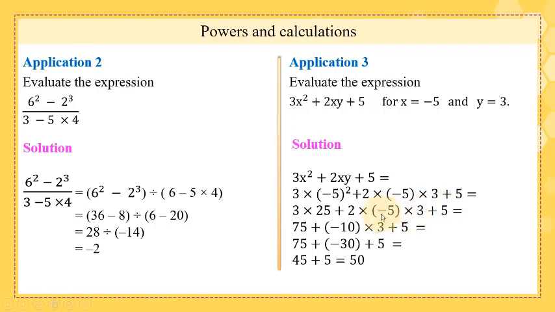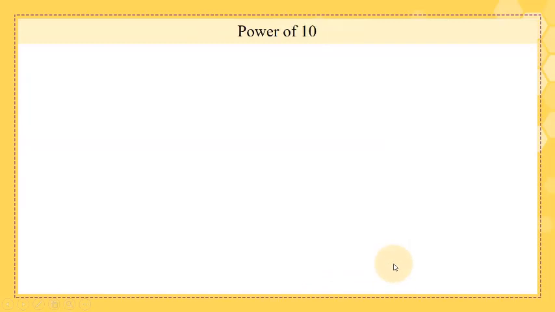as it is. In this step, we will apply the multiplications. So 3 times 25 is 75, 2 times minus 5 is minus 10. We still have one multiplication, minus 10 times 3 is minus 30, and we apply the additions to get 50.